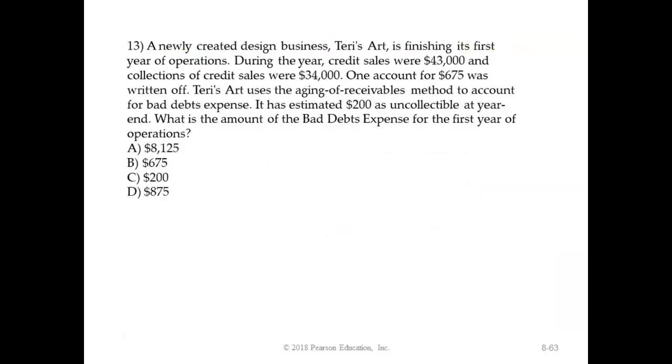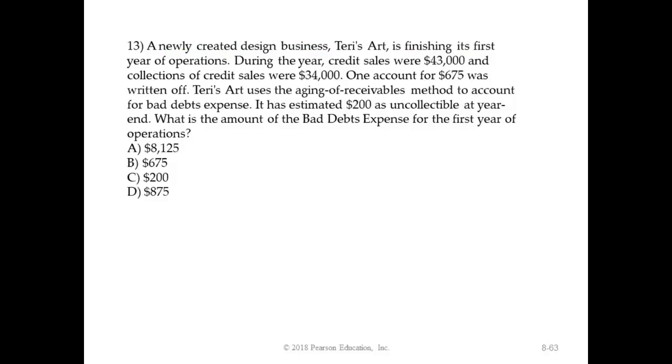So number 13, a newly created design business, Terry's Art, is finishing its first year of operations. Credit sales were 43, collection of credit sales were 34. One account of $675 was written off. Terry uses the aging of accounts receivable method to record bad debt expense. It estimates that $200 is uncollectible at year end. What is the amount of bad debt expense for the first year of operations?